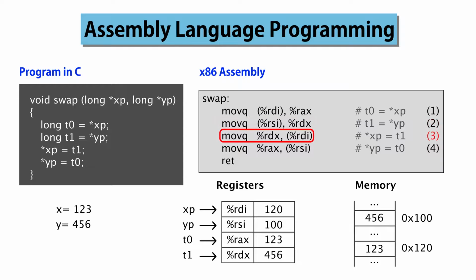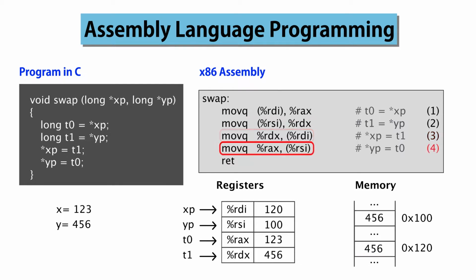In line 3, we put the integer y, i.e. 456, which we previously stowed in temp t1, into the address pointed to by xp. In C, we do this by dereferencing pointer xp on the right-hand side of the assignment. In assembly, it's simply a register-to-memory move.